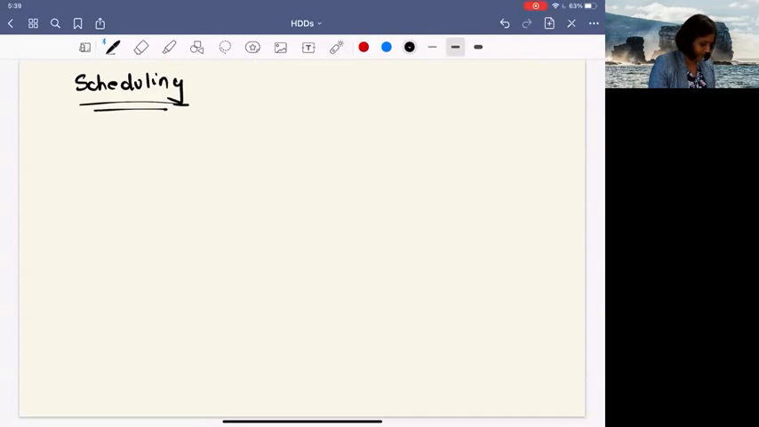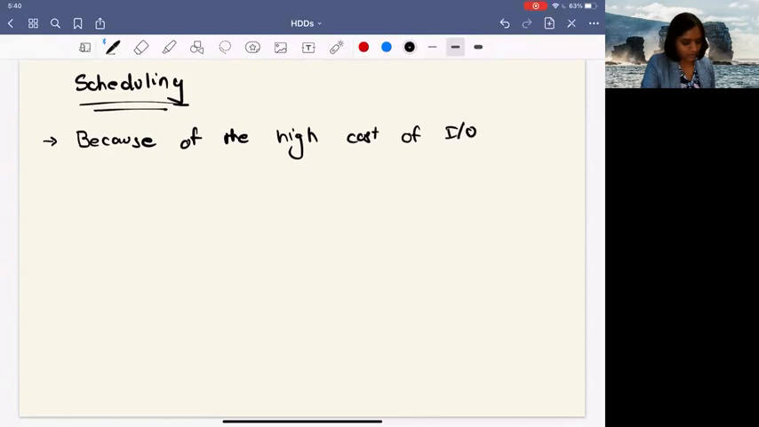So what is scheduling? In particular, here we are talking about disk scheduling. What is disk scheduling? And why do we need it? Because of the high cost of I/O, as we saw that I/O is not something to be considered for free, right? We have a lot of I/O time that includes seek time, rotation time, and the transfer time.